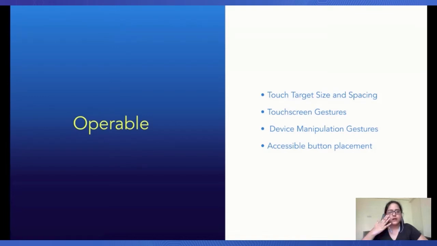The second would be operable. Your content users must be able to control UI elements through mice, keyboards, or voice commands. For touch features, touch targets should be at least 9 millimeters, like buttons and icon buttons, and there should be some inactive space around. This will also help people who have fat fingers.